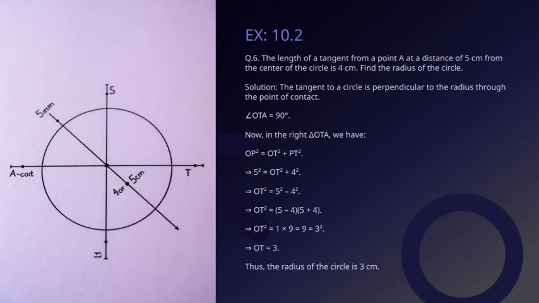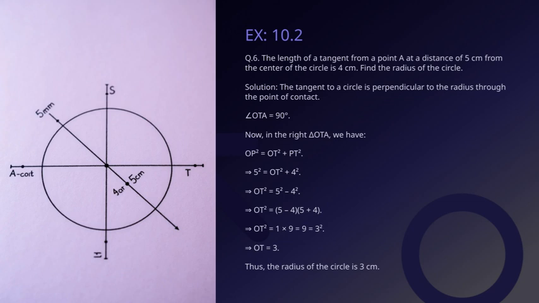Simplifying, 5 minus 4 times 5 plus 4 equals 5 squared minus 4 squared, which is a classic identity. And since 5 squared is 25 and 4 squared is 16, their difference is 9, matching OT squared. Furthermore, we see that 5 squared equals OT squared plus 4 squared. This is a key relationship in right triangles, specifically the Pythagorean theorem. In the same vein, OP squared equals OT squared plus PT squared, which again is an application of the Pythagorean theorem, since we're dealing with a right triangle here.